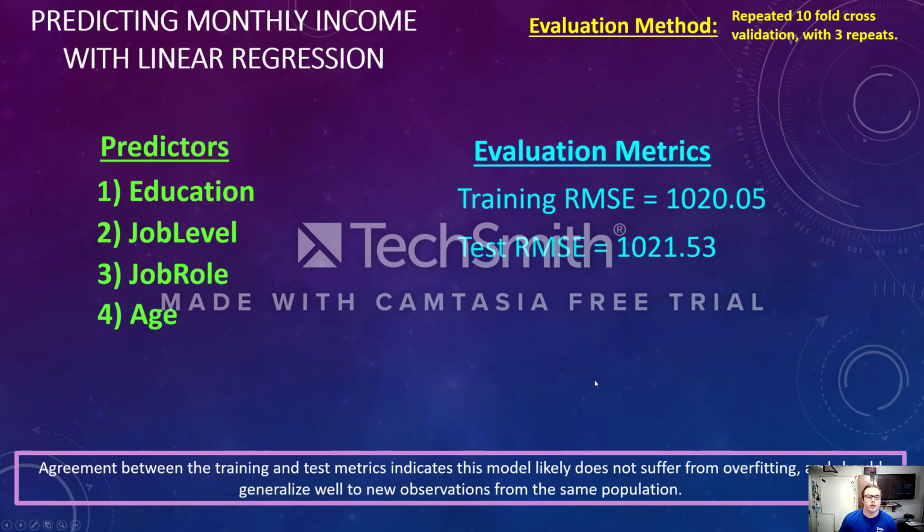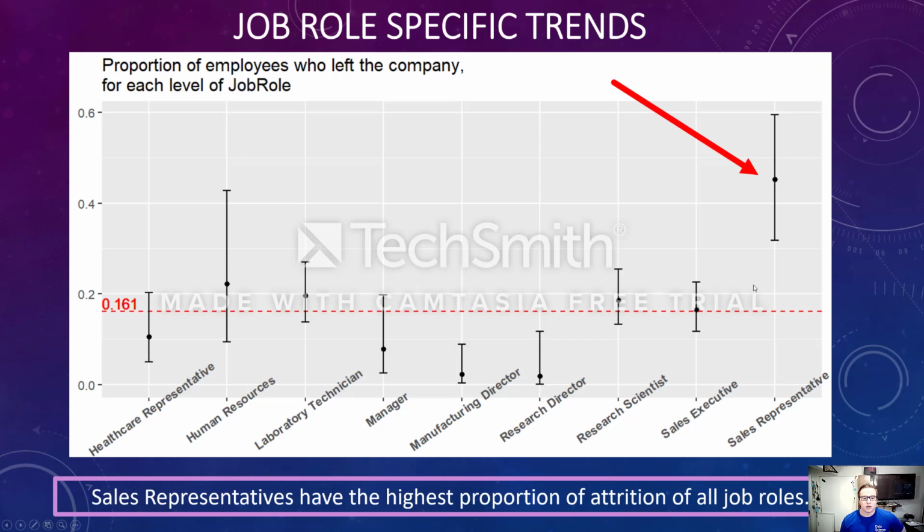Okay, so now predicting monthly income with linear regression. We used a similar approach as the KNN and naive Bayes models previously discussed to come up with the best predictors to use for our linear regression model, which turned out to be these 4: education, job level, job role, and age. And we found a training RMSE of a little over 1,000 and a very similar test RMSE, which shows that this model was not overfit and also was very accurate at predicting monthly income.